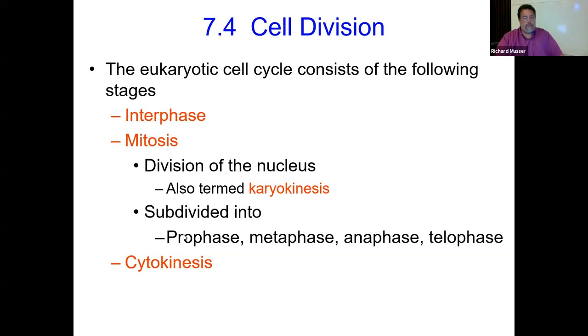So remember, prophase, we see the chromosomes. Metaphase, the chromosomes line up in the middle. There's no more nuclear membrane. Anaphase, we pull them apart. Telophase, we have two new nucleuses, or nuclei, plural, what we would call them. And cytokinesis, cell division.